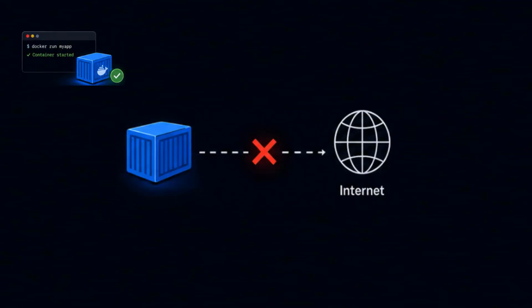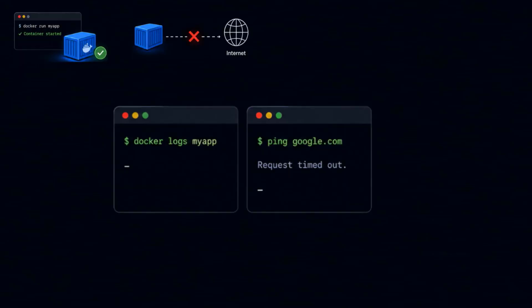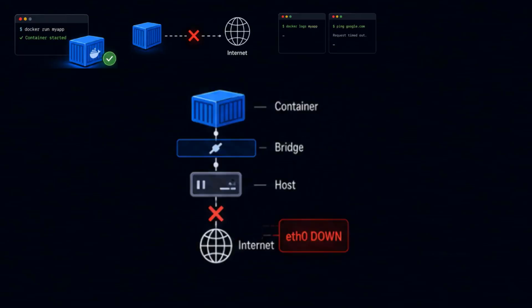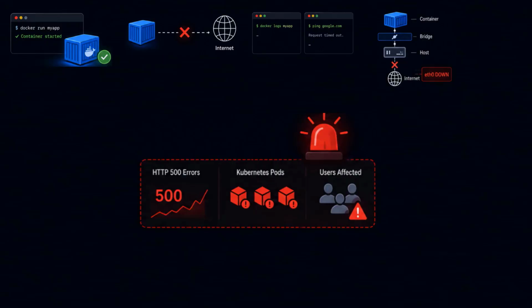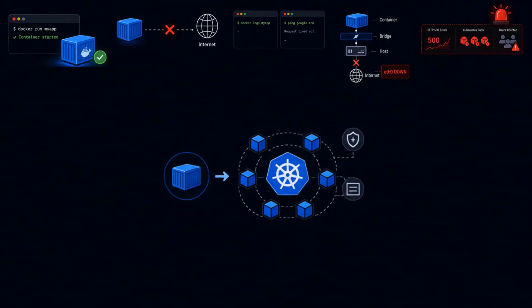I am Nikhil Kumar. Let's say you deploy a container and suddenly it can't reach the internet. No errors, no logs, just no network. And when this happens in production, your service is down. This is one of the most common issues, not just in containers, but also in Kubernetes.